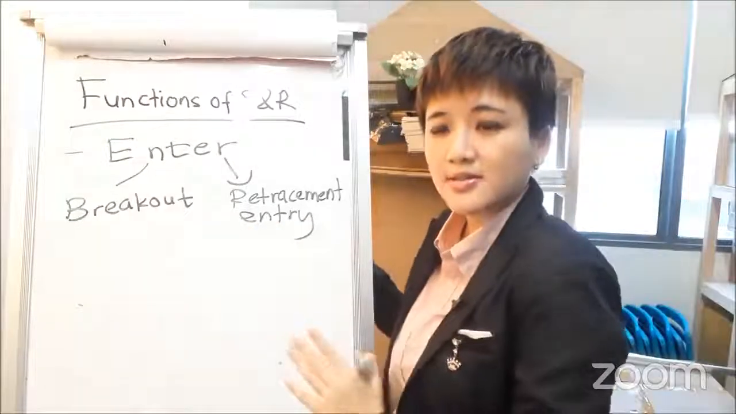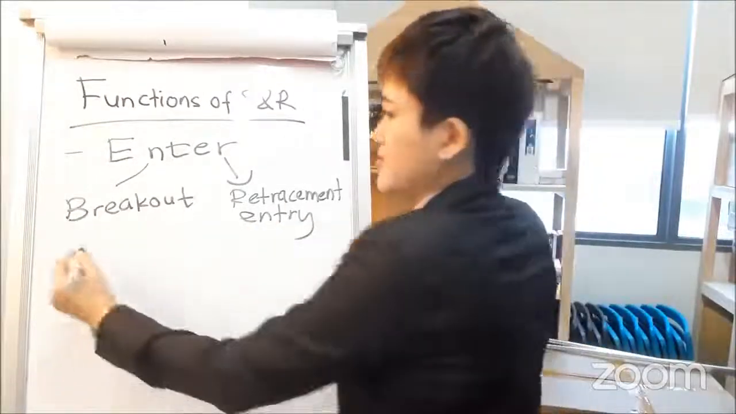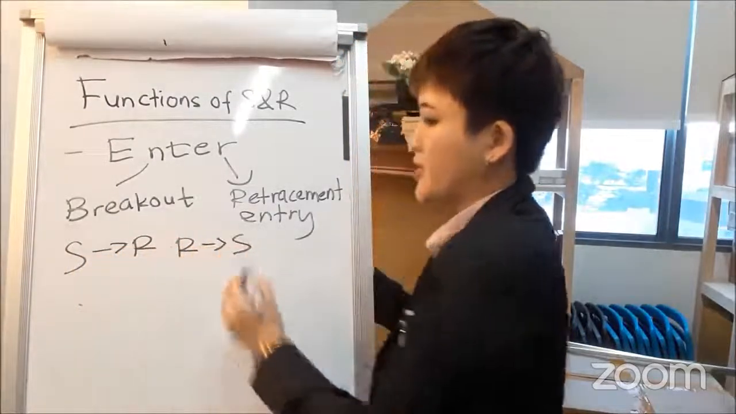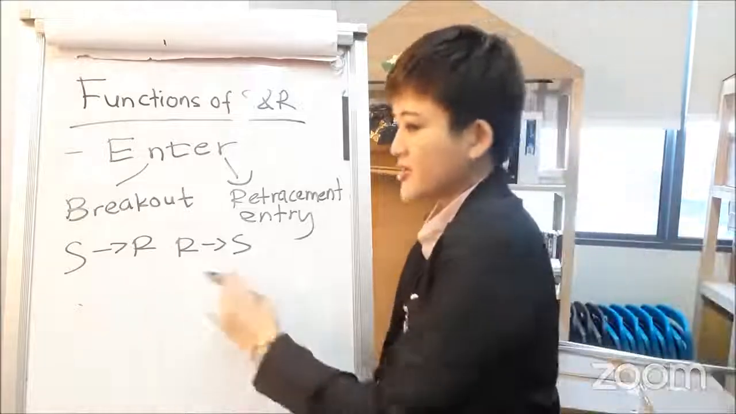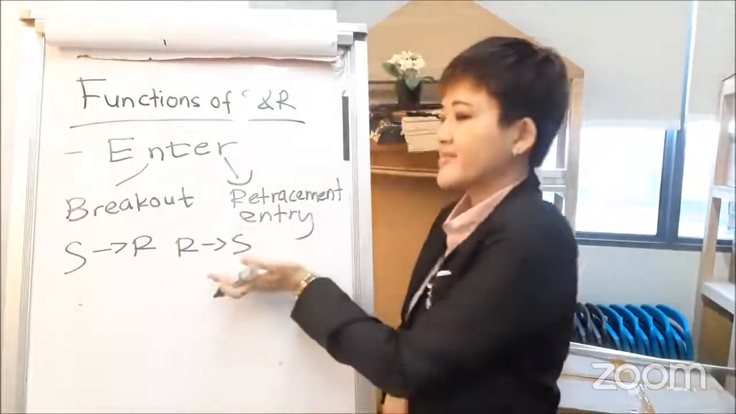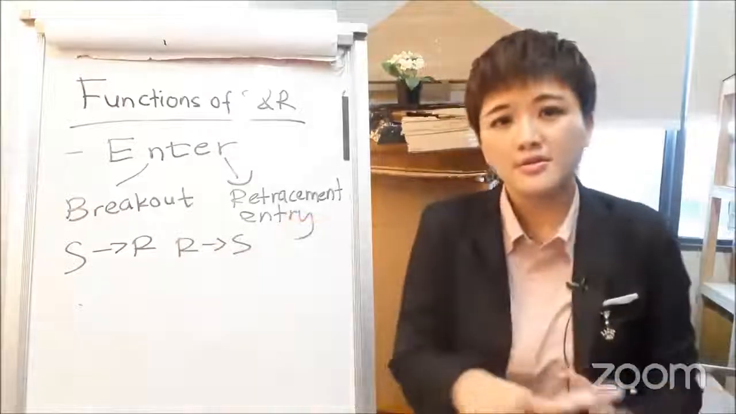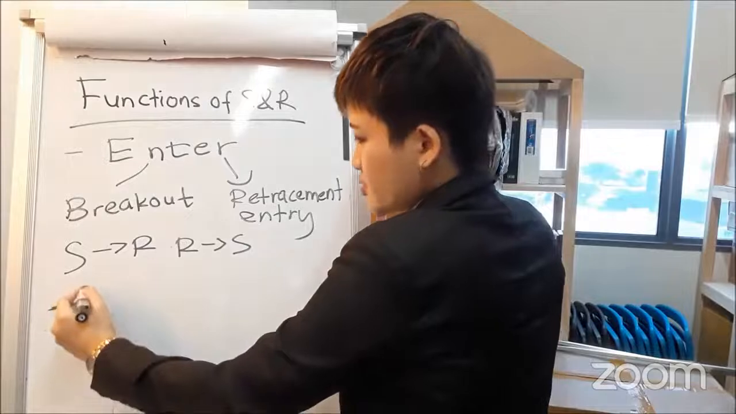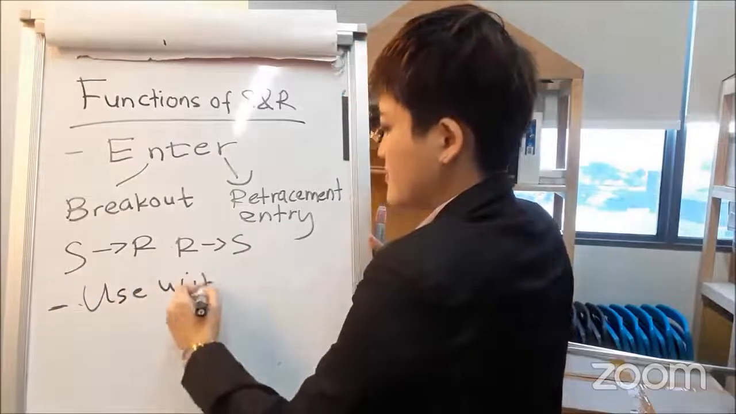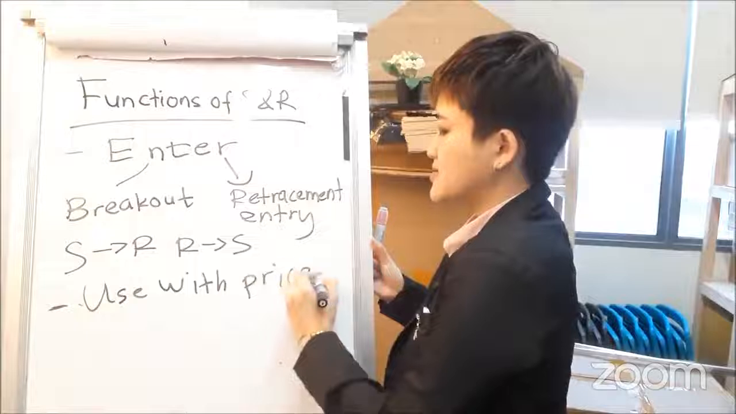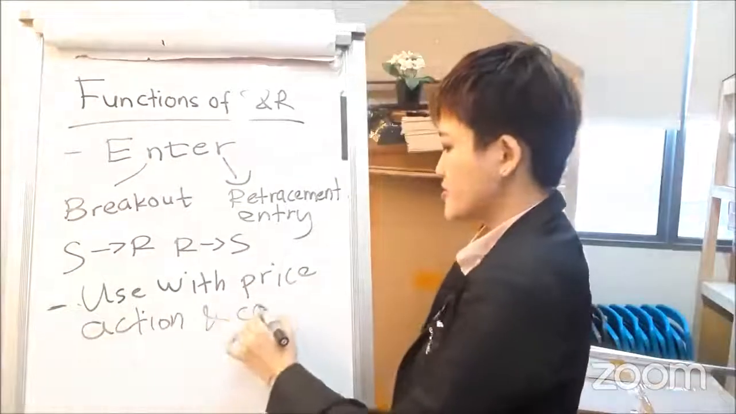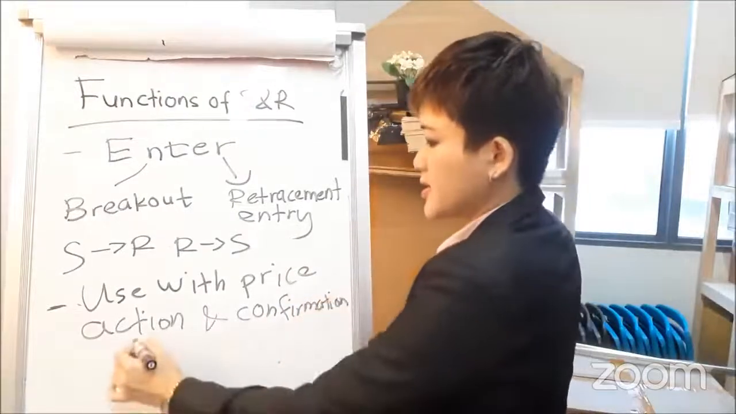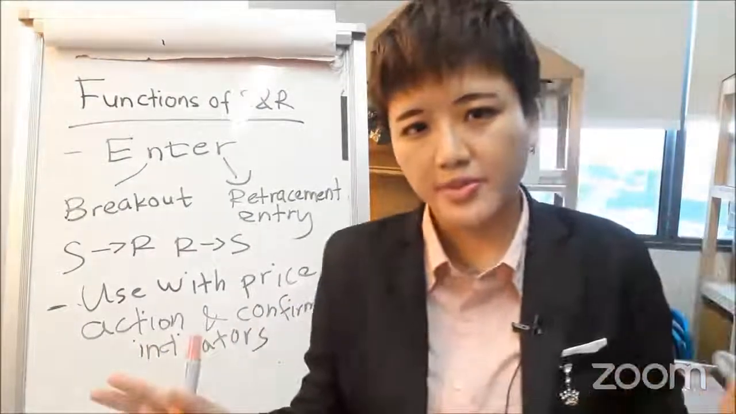You need to understand that support can become resistance, and resistance can become support. And also, it can go on and on. Resistance can become support, support can revert back to becoming a resistance. And also, another thing you need to understand is you've got to use it with your price action strategy and also your confirmation indicators. Later I'll give you some examples.